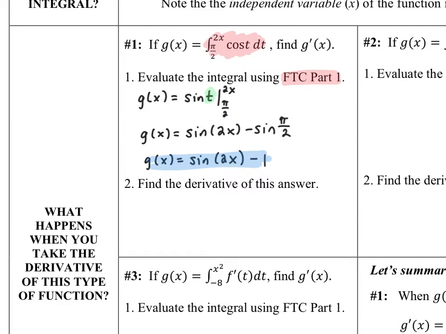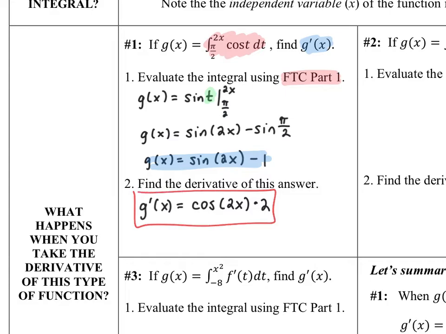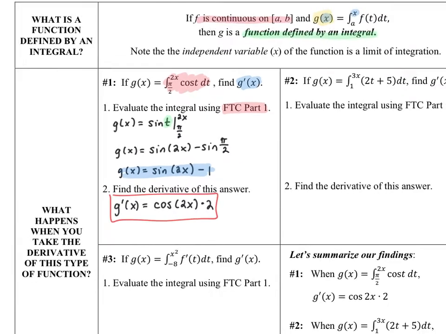The question originally wanted me to find g prime of x. Now that I have g of x in this form, I'm going to find the derivative of it. Term by term, when I do the derivative of sine 2x, I'm going to have to use the chain rule. And here it is. The derivative of sine of 2x, I do the derivative of the outside. Derivative of sine x is cosine. Leave the inside part alone, so that 2x comes down, times, and here's the chain rule part, the derivative of the inside, which is a 2. My minus 1 here, because it's a constant, just drops off. And what I have sitting here is g prime of x. All right, so that was fun. Let's go ahead and do another one.